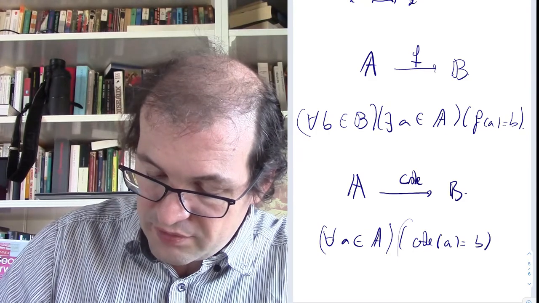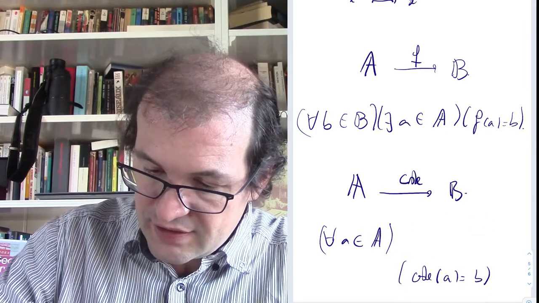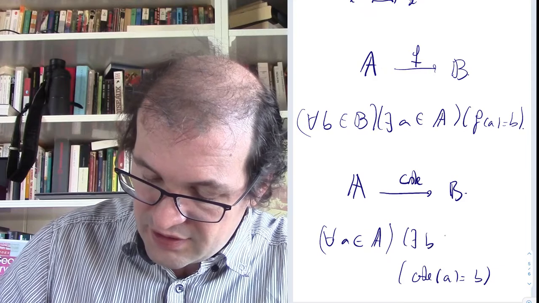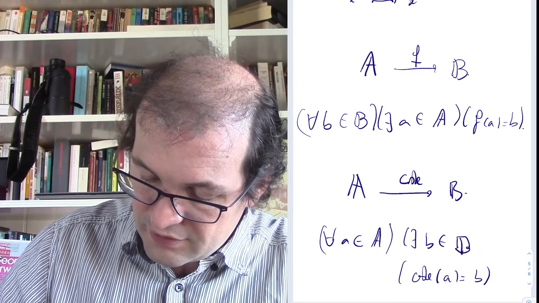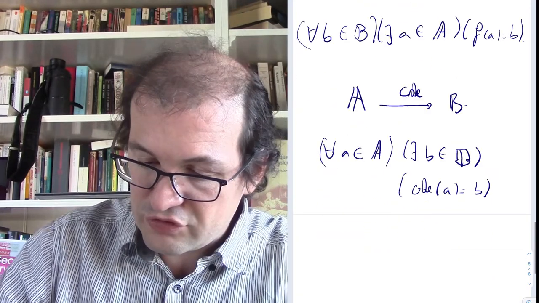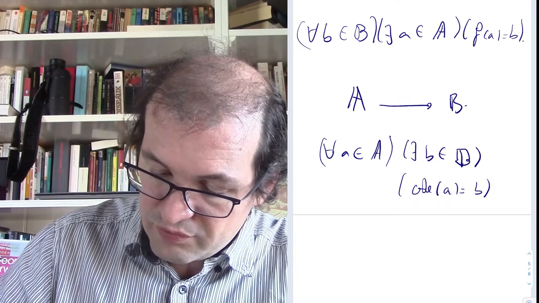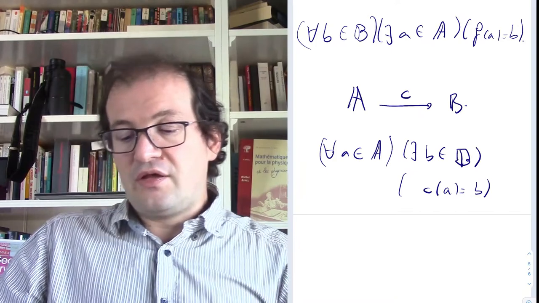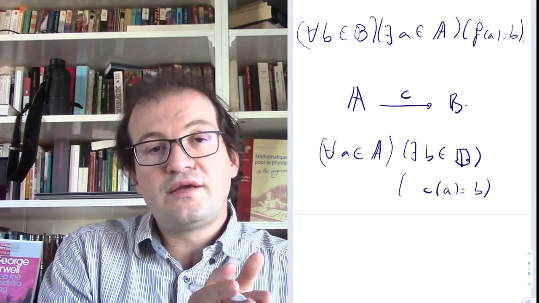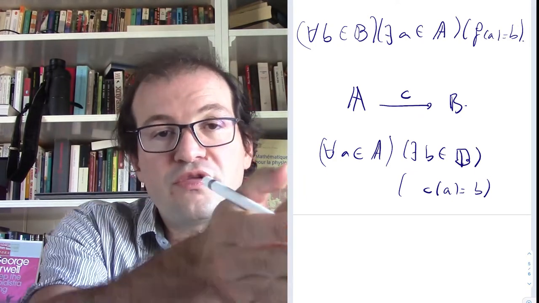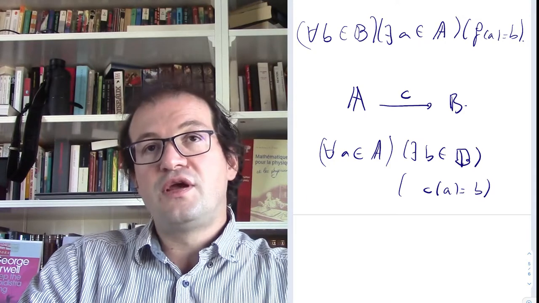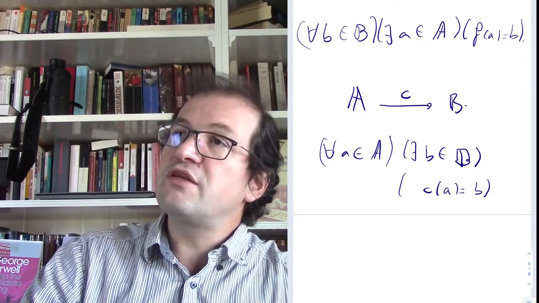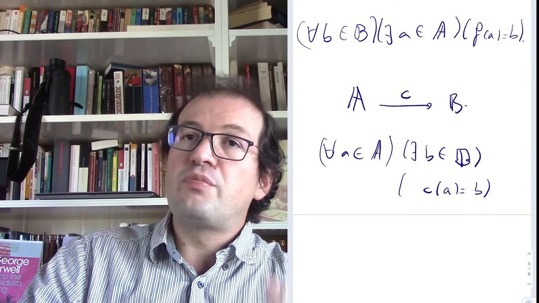So maybe I should be a bit more careful and say that there exists a b in B such that the constant function of a is equal to b. So it's not pretty to write it like this. I will write this function C simply. Okay, so it means for all the values of the domain, the function is evaluated to the same value. That's the constant function. And that's pretty much the only function we can define for all possible sets.